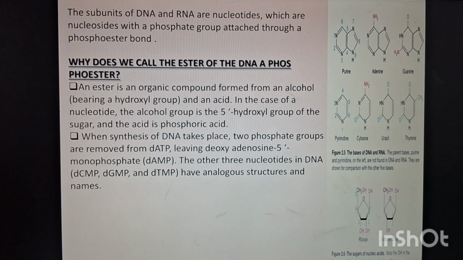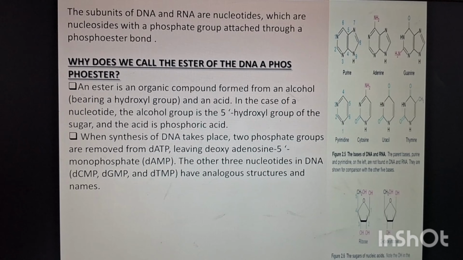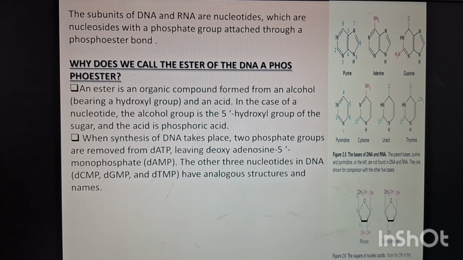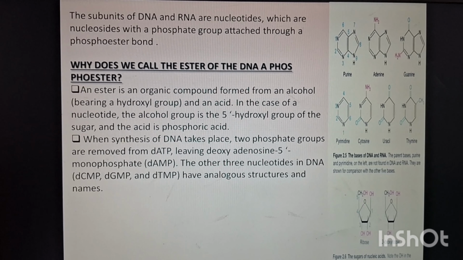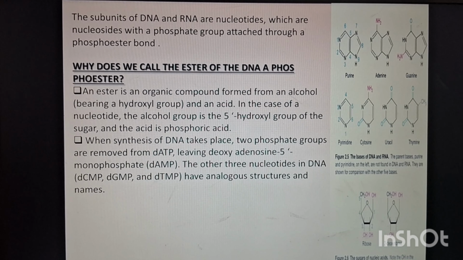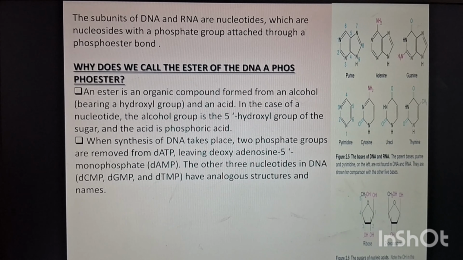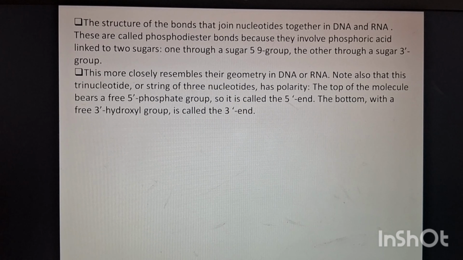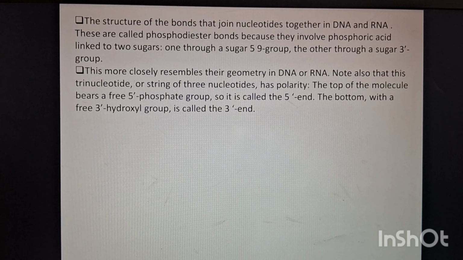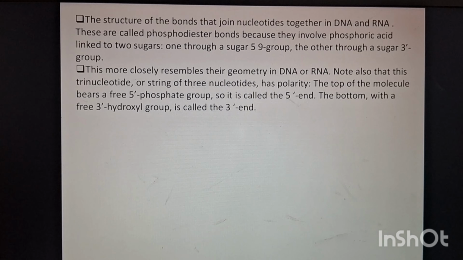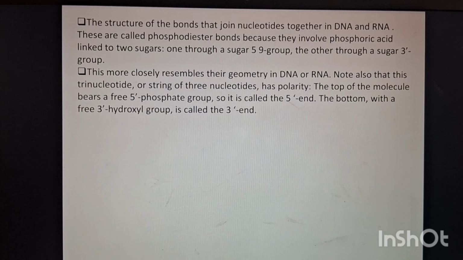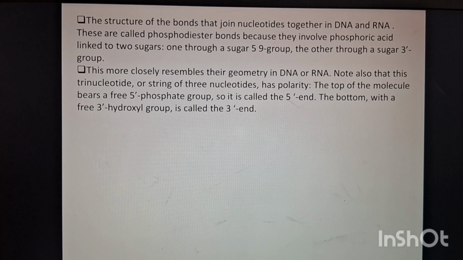is phosphoric acid. So, when synthesis of DNA takes place, 2 phosphate groups are removed from dATP, leaving deoxyadenosine 5' monophosphate or dAMP. The other 3 nucleotides in DNA, that is dCMP, dGMP and dTMP, have analogous structures and names. And the bonds that join nucleotides together in DNA and RNA are called phosphodiester bonds because they involve phosphoric acid linked to 2 sugars, one through the sugar's 5' position and the other through the sugar's 3' group.